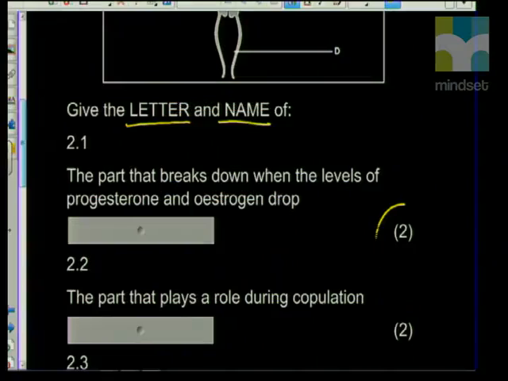Now just remember, if you only write the letter, look how many marks it's for. It's for 2 marks. So letter and name. You've got to make sure that you give both. Main reason is you might know it off by heart where things are made or where they get produced, but you do not know how to identify them on a picture or a diagram, and that's why they ask for name and letter so that you can identify both. Right, so just remember that.